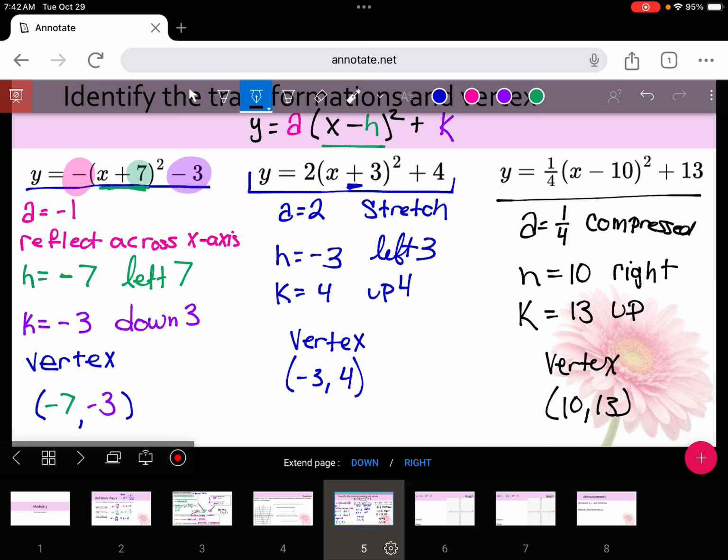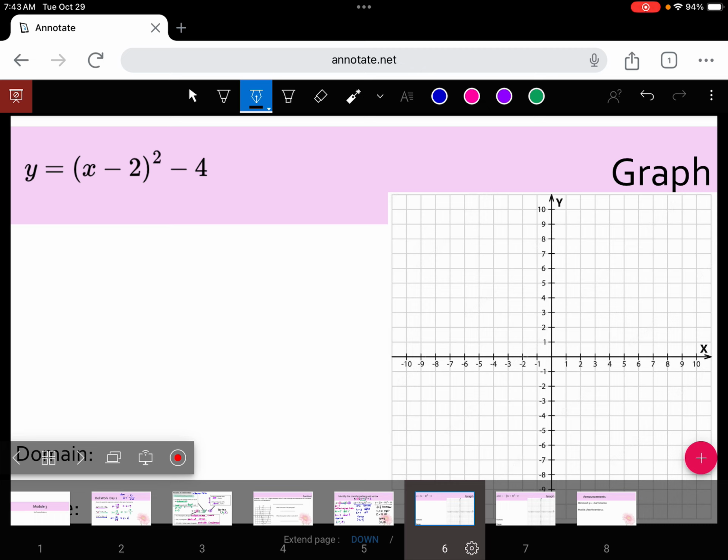But we're going to use what we just did to help us with the graphing part. Are we going to use graphs tomorrow? Tomorrow we are. Yes. Okay. Yeah, we're going to use graphs a little bit tomorrow too. We're going to start with this one.